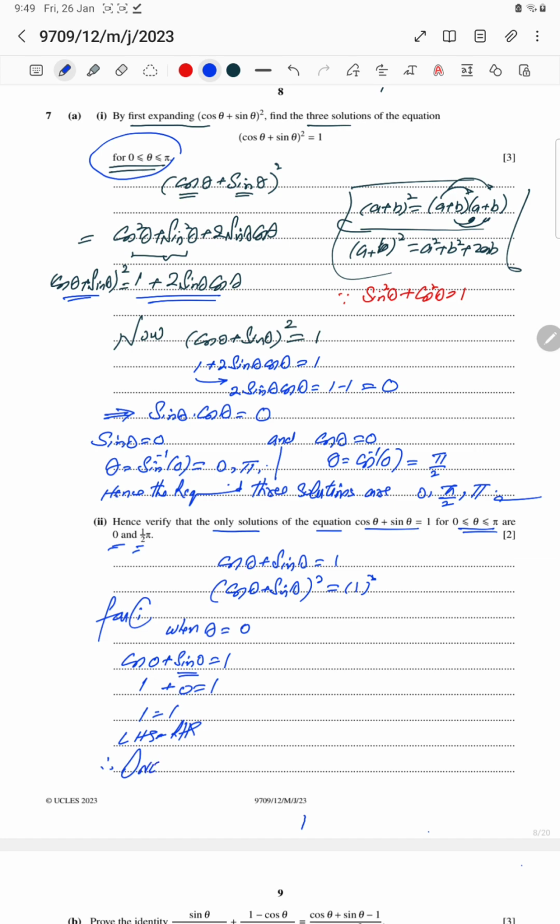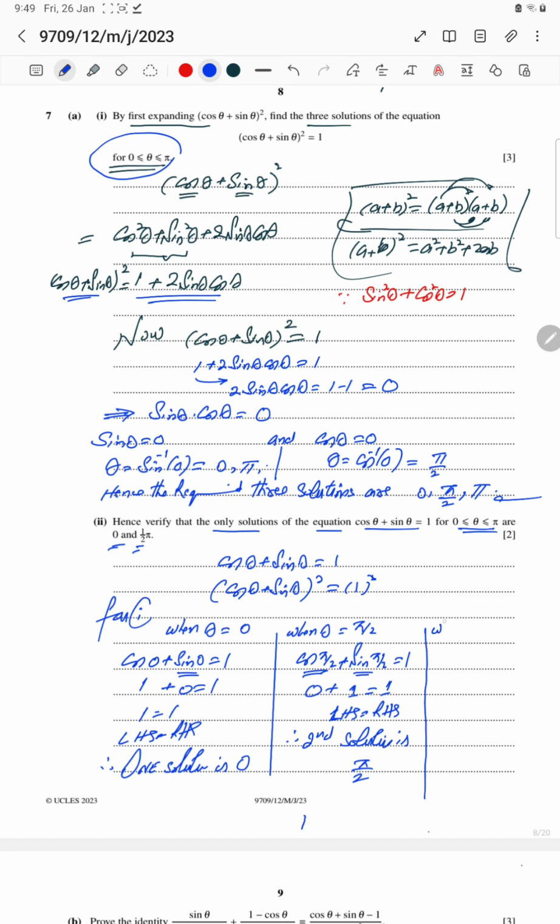Therefore, one solution is theta equal to 0. Now the next one is pi by 2. So cos of pi by 2 plus sin of pi by 2 equals 1. Cos pi by 2 we know is 0, but sin pi by 2 is 1, so 1 equals 1, left hand side equal to right hand side. Therefore, the second solution is pi by 2.